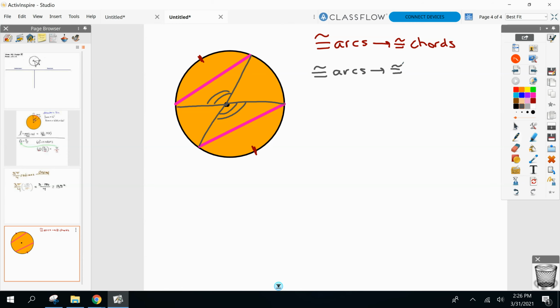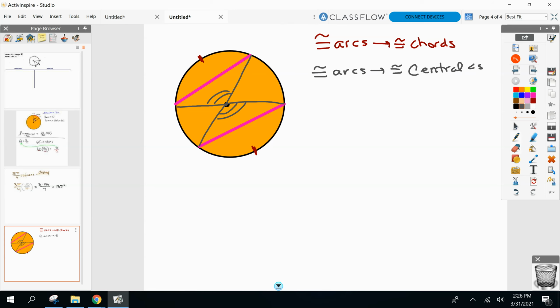And yes, I'm going to be picky here. If you just put congruent arcs imply congruent angles, that's garbage. That's not what the theorem says. You're not saying just plain angles are equal. You're saying central angles, so put that word there. Congruent arcs imply congruent central angles.